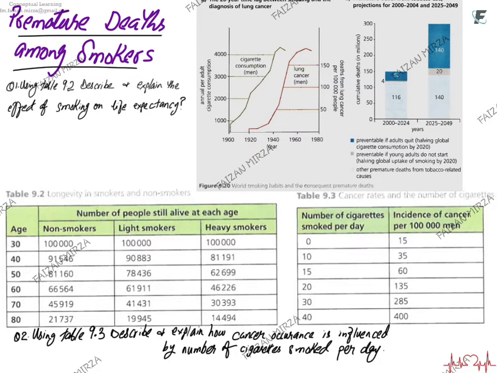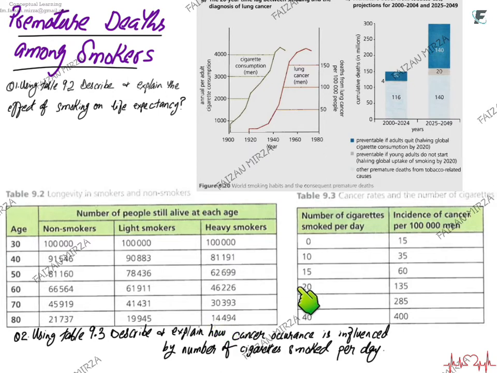And if you follow this to the age of 70, you can again see a decline in the number of heavy smokers, and for people living into their 80s, again you can see a similar trend. So for non-smokers, the number of people alive obviously decreases as age increases, but for light smokers the number decreases even more. For heavy smokers, there's a significant decrease in number.